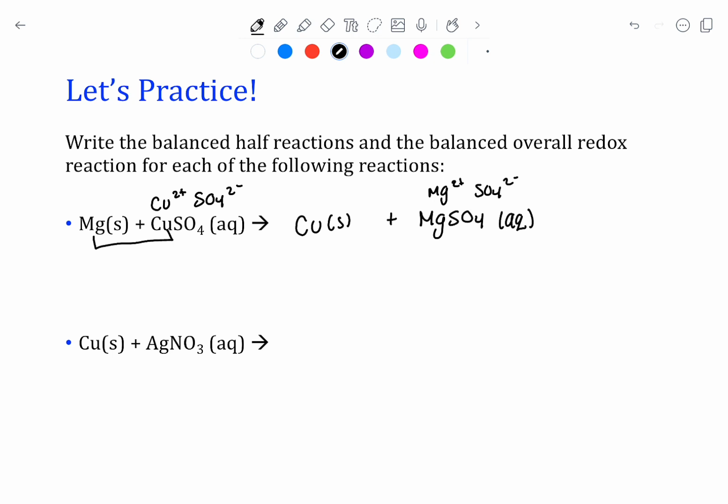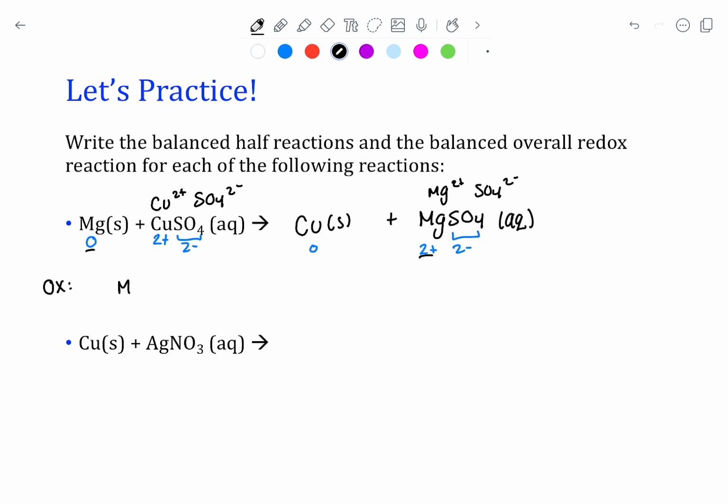It's not changing. So what we can do is write out our oxidation numbers. So we have 0, 2 plus. We can think of the sulfate ion overall as having a 2 minus because the sulfur and the oxygen are staying together, and it's also not changing, which is why it's our spectator. Magnesium becomes 2 plus and copper becomes 0. So we can see that magnesium is going from 0 to 2 plus, so it had to lose electrons. So that would be oxidation.